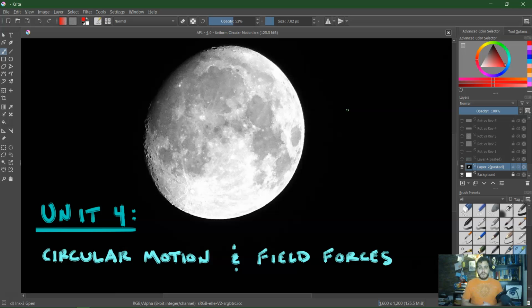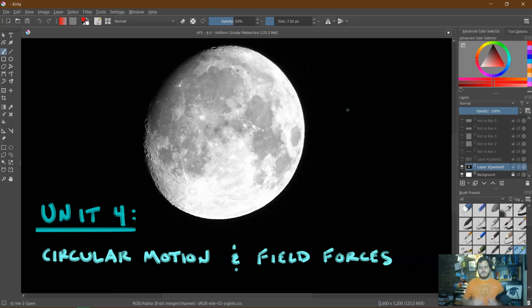Alright, AP Physics 1, we just finished our last unit on forces and Newton's laws, so now we're going to take a step forward and start talking about circular motion and field forces. Previously, we've discussed how objects accelerate when they're speeding up and slowing down, but what happens when they turn?